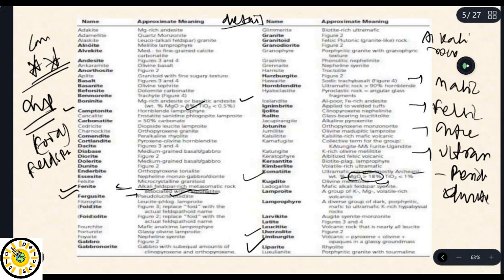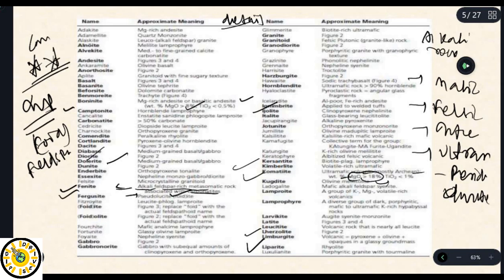ठीक है, इसमें कुछ concept ही नहीं apply हो रहा है. So you have to remember. ठीक है. So eclogite is important, kimberlite is important. ठीक है. So all those igneous rocks, and diorite is important, dolerite is important. There are a lot of igneous rocks which are really important from your examination point of view. Okay, so please go through these.